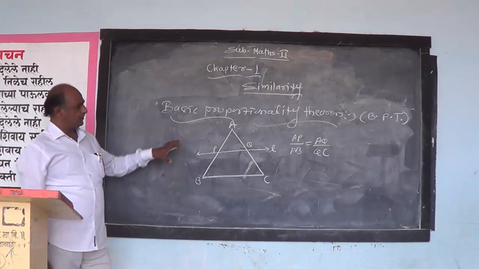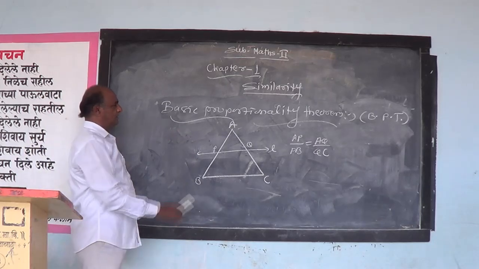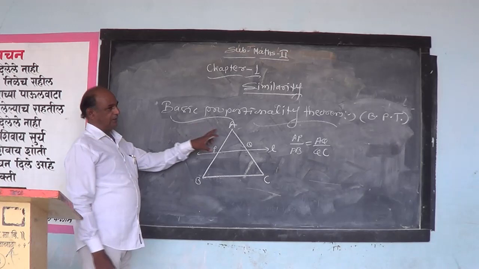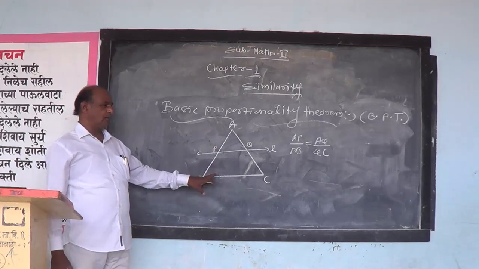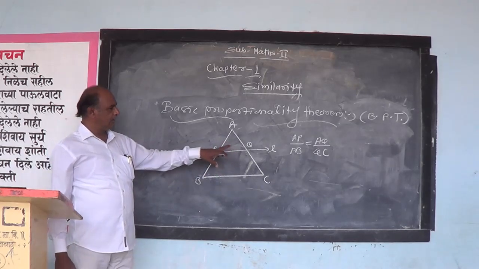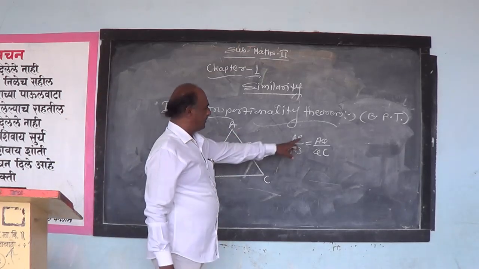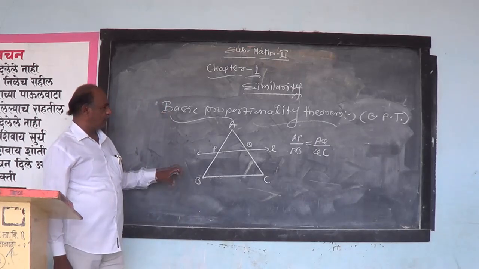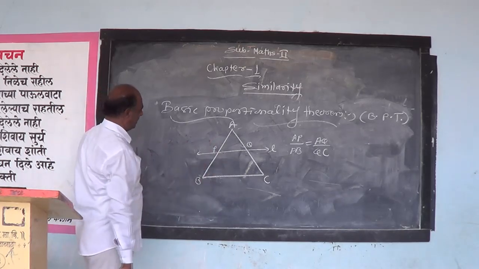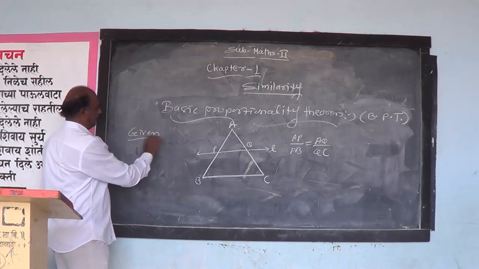Now this basic proportionality theorem is proved as follows. The statement of the theorem is: in any triangle, when a line parallel to one side of the triangle intersects the remaining two sides at distinct points, then that line divides the remaining sides in the same ratio, that is, AP upon PB is equal to AQ upon QC. Now let us prove this theorem. For proving it, the figure and the given are as follows.